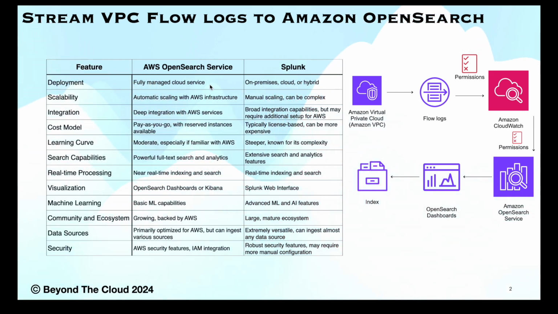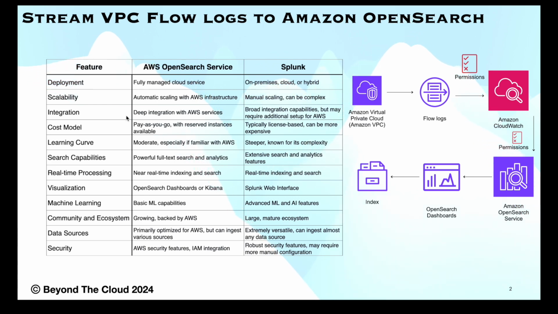Now, a couple of differences that I have cited out here. First, deployment. OpenSearch is a fully managed cloud service. Splunk is on-prem, cloud, or hybrid. So it has everything, because it is huge. OpenSearch has automatic scaling, but Splunk has manual scaling, which can be complex.